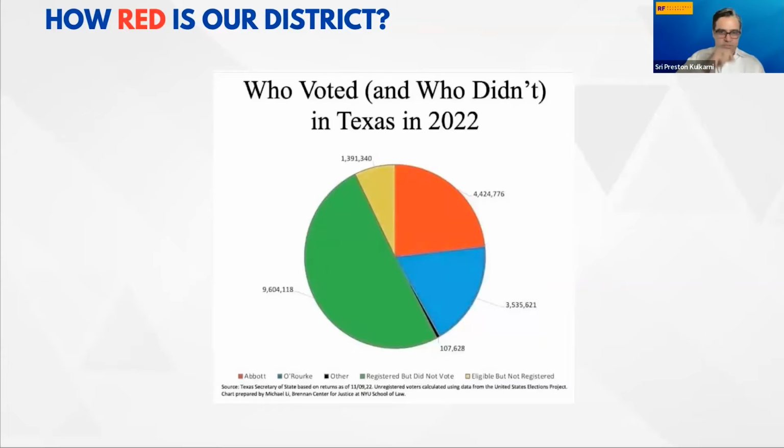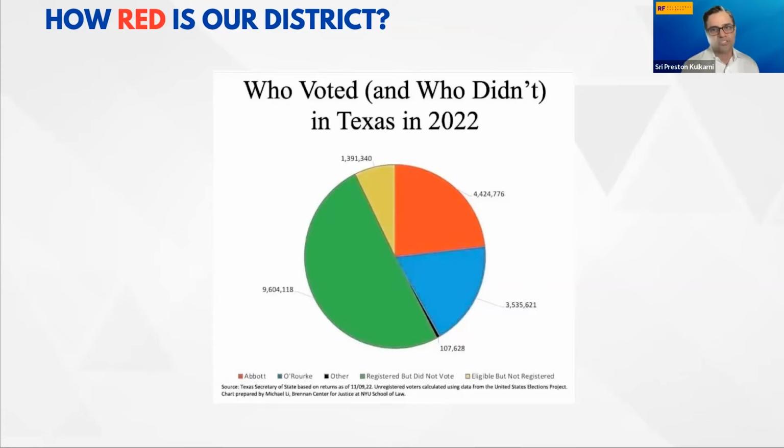Now, I want you to just look at those segments for a second. You see the red segment there? That's how many people voted Republican in November of 2022. The blue segment is how many people voted Democrat. They look pretty close, right? Now, a lot of people say it's voter registration. Voter registration is a huge problem in Texas. In fact, they make it very hard to register. That's that yellow slice right there, 1.39 million people.